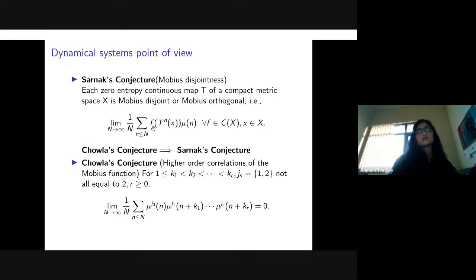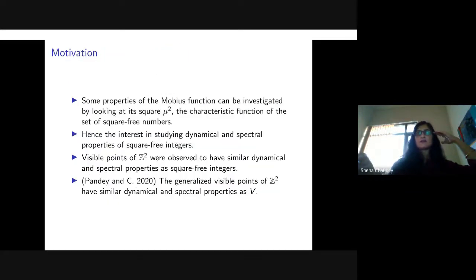And in fact, this is interesting also because of Chowla's conjecture, which talks about the correlations between the Mobius functions. So this is Chowla's conjecture. If you have these numbers k1, k2, ..., kr, and these powers are either 1 or 2, so it's either mu or mu square, then this is equal to 0. So this is Chowla's conjecture. This implies Sarnak's conjecture.